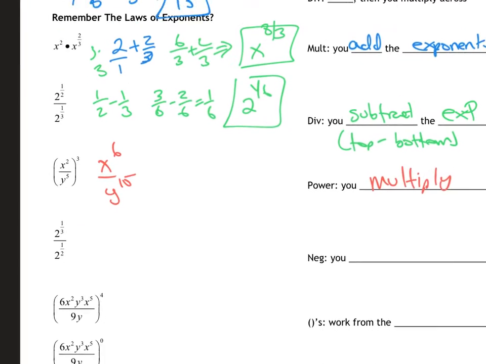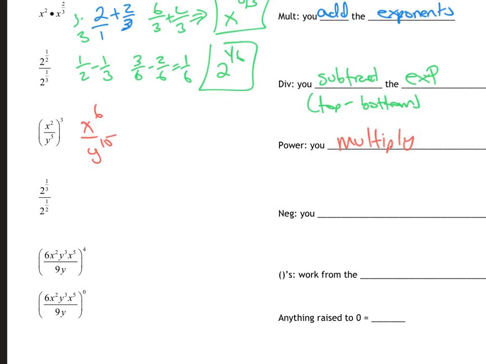All right, so a few more examples. Now let's look at this next example. So I got the same base, we're dividing, so I want to subtract. So I got 1/3 minus 1/2. In a sense, that's going to give us 2/6 minus 3/6. So I get negative 1/6. So I have 2 to the negative 1/6 power.